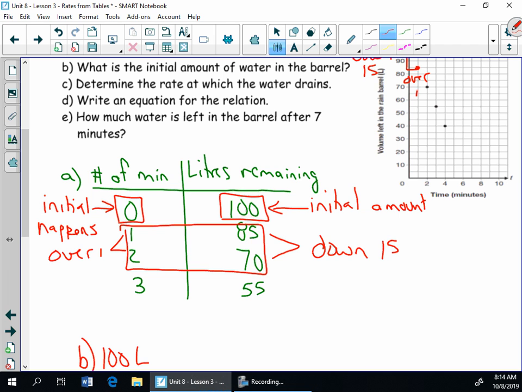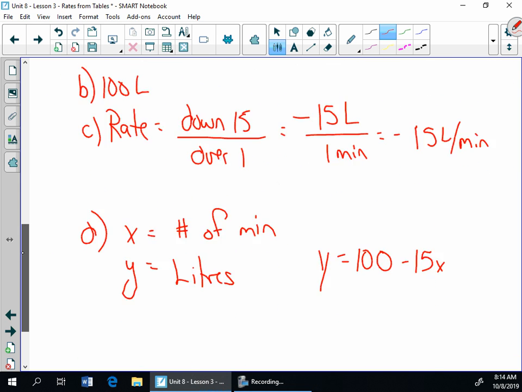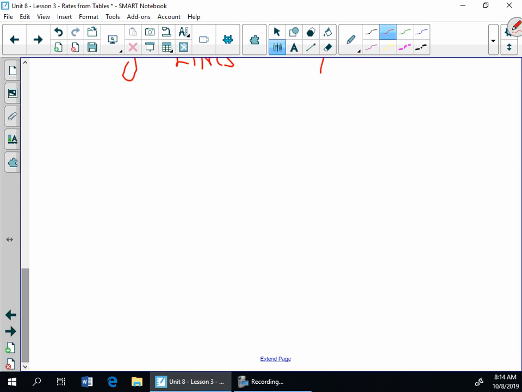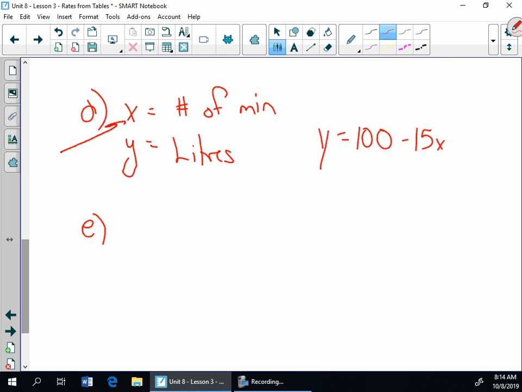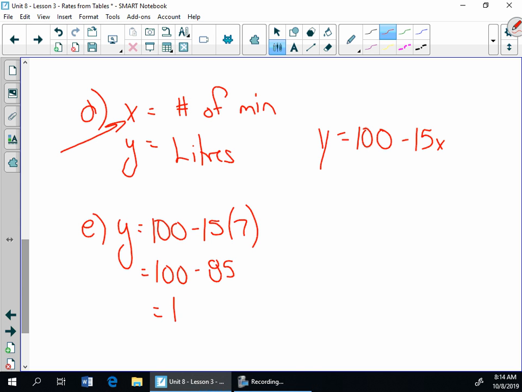And to finish it off, how much water is left in the barrel after 7 minutes? The reason we make equations is we can use them. Okay, I have 7 minutes. Well, minutes is my x's, so I can figure what happens when x is 7 by replacing the x with a 7. I'll follow BEDMAS rules, and we'll get 15 liters.